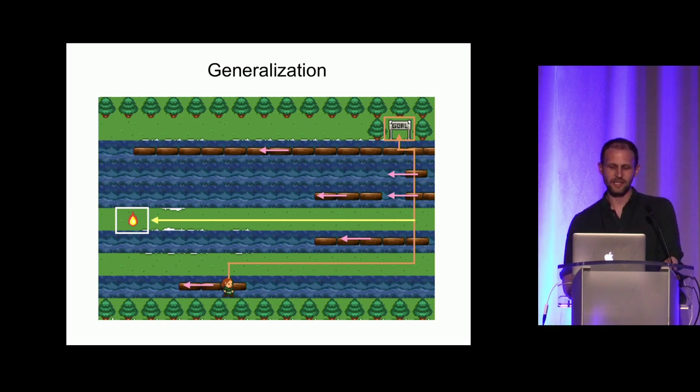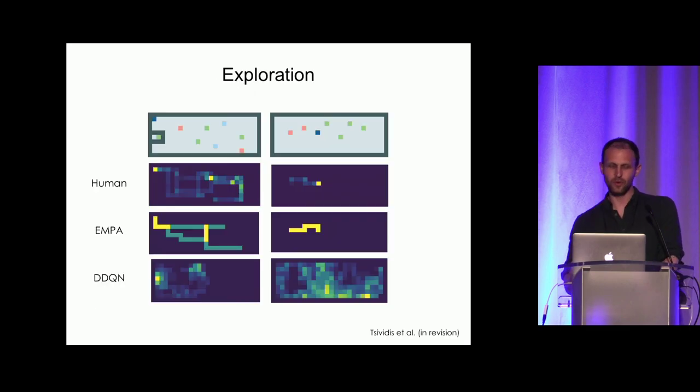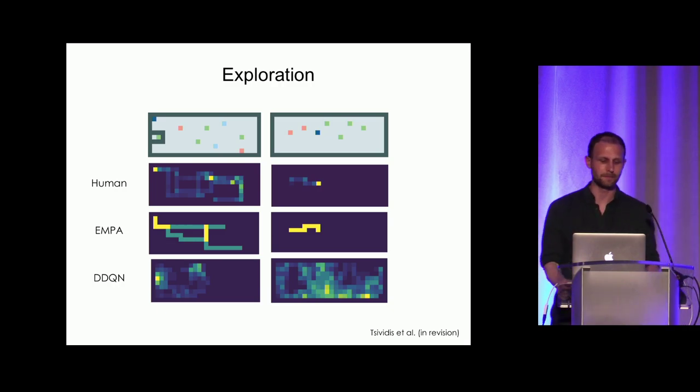So one of the things that we looked at were the exploratory patterns in this agent, the EMPA model, compared to humans and also compared to a standard deep reinforcement learning algorithm. This is DDQN, but we've done this with other kinds of deep reinforcement learning algorithms.